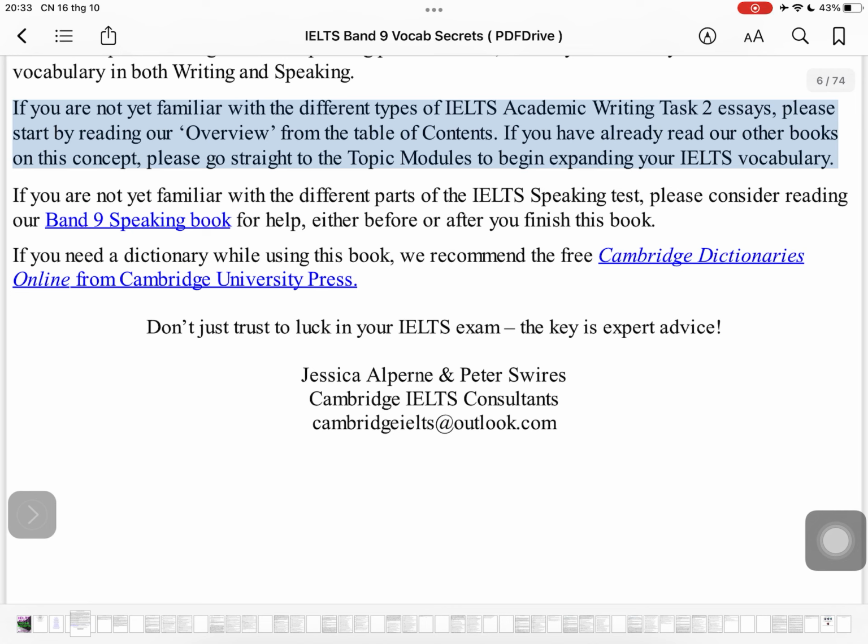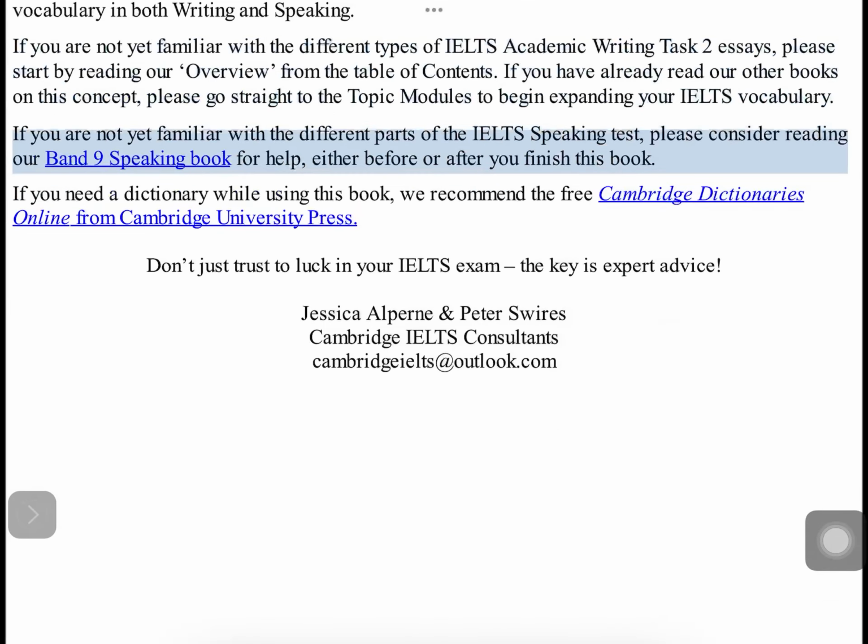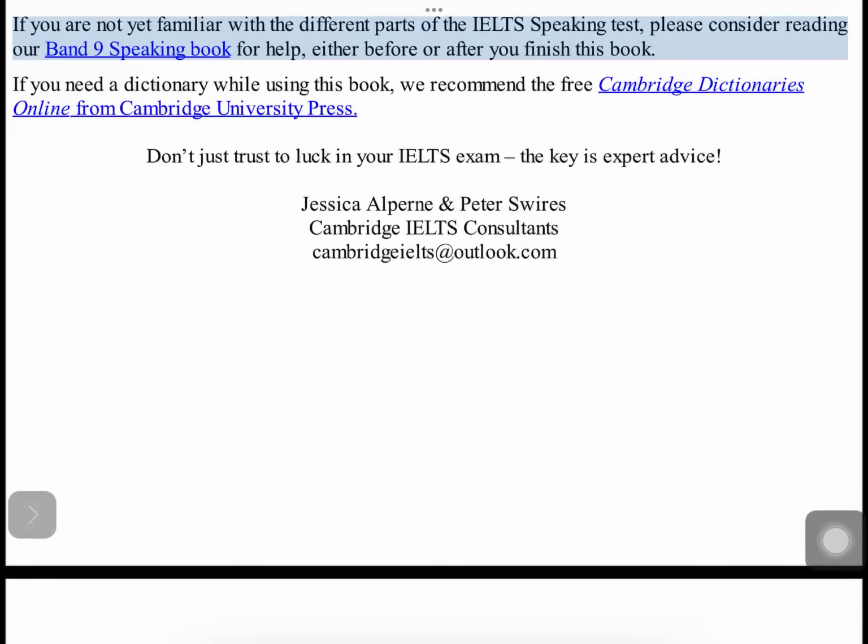If you have already read our other books on this concept, please go straight to the topic modules to begin expanding your IELTS vocabulary. If you are not yet familiar with the different parts of the IELTS speaking test, please consider reading our Band 9 speaking book for help, either before or after you finish this book. If you need a dictionary while using this book, we recommend the free Cambridge Dictionaries online from Cambridge University Press.